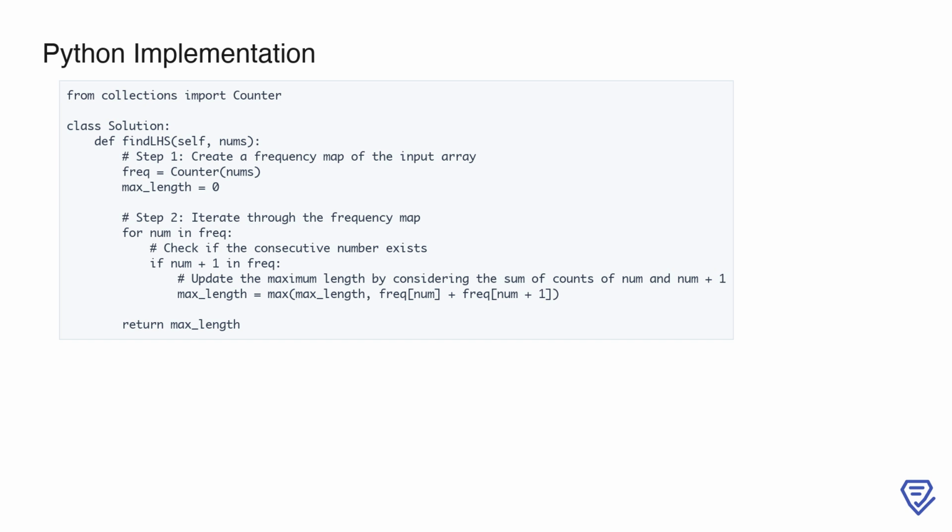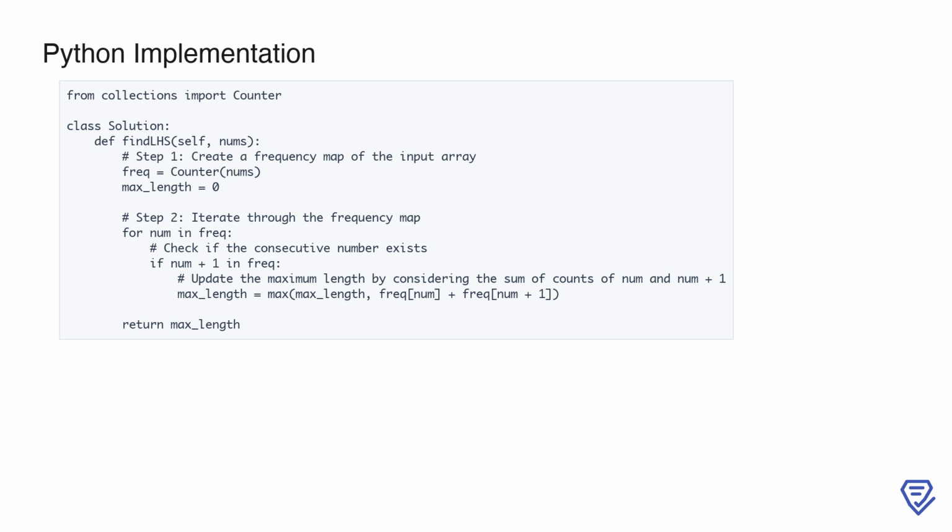4. Next, we iterate through each key in the frequency map. For each number, we check if number plus 1 exists in the frequency map. This is because a harmonious subsequence requires the difference between the maximum and minimum values to be exactly 1. 5. If number plus 1 exists, we calculate the length of the subsequence formed by combining all occurrences of number and number plus 1. This is done using frequency[number] plus frequency[number plus 1].